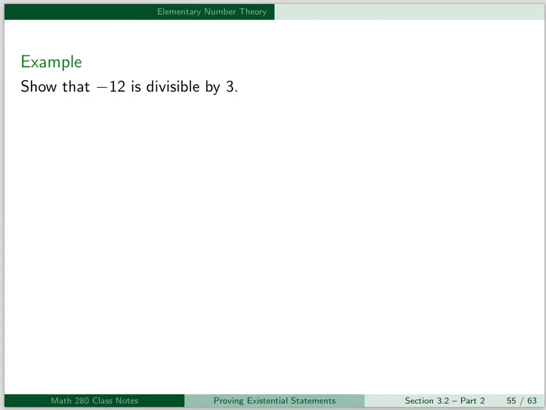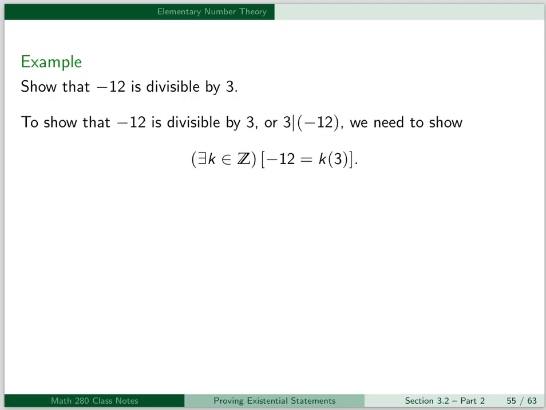For our first example, we want to show that negative 12 is divisible by 3. To show this, we need to show there exists a k in Z such that negative 12 is equal to k times 3.